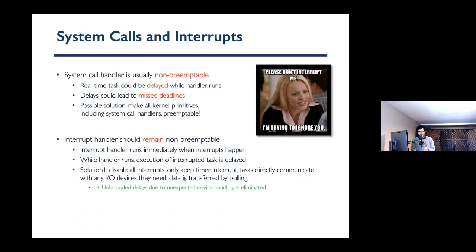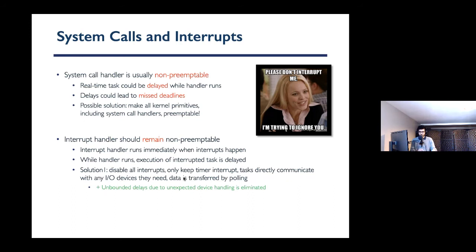Now, let tasks directly communicate with any I/O devices that they need, and let them transfer data by polling between them and the device. So basically, what we're doing here is let's eliminate interrupts from your system. Let's not have any interrupts.